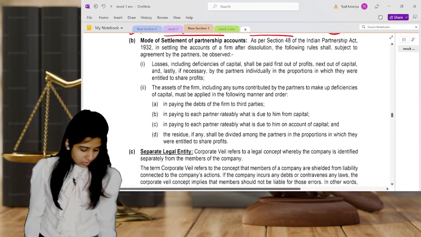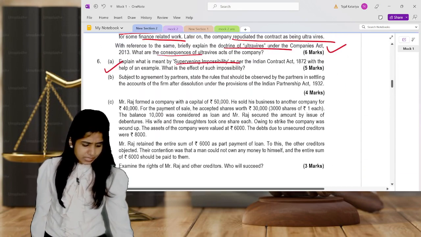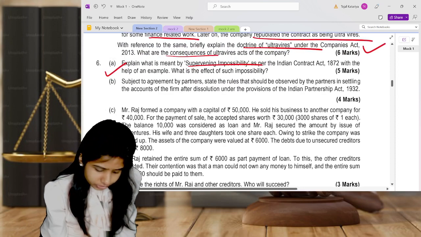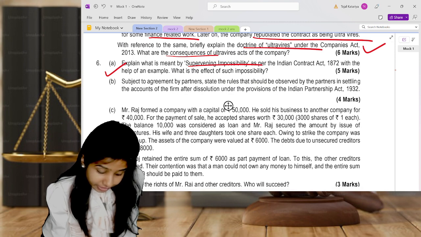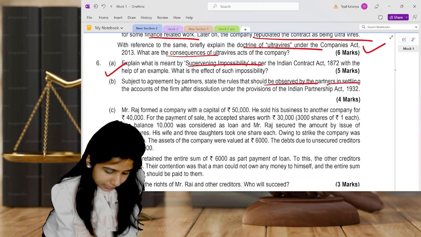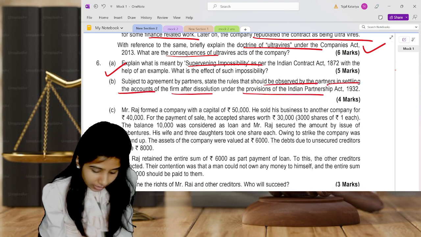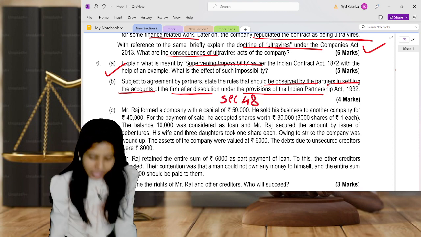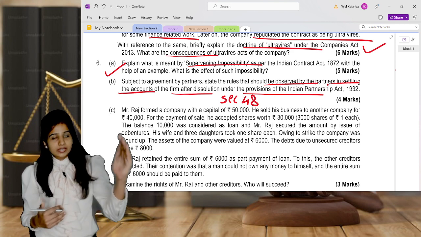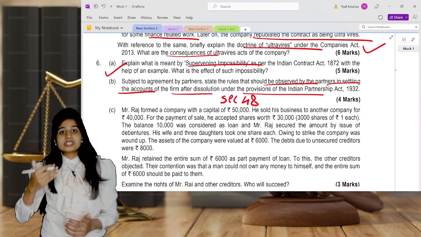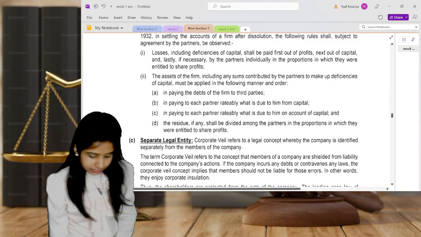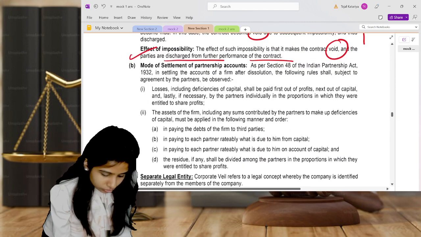The next is question number 6B: subject to the agreement by the partners, state the rules that should be observed by the partners for settling of the accounts on dissolution. So this was basically all about section number 48, how you settle down the dues. There is some sequence which is given to pay off all your liabilities. Whenever you are paying off your liabilities, you are supposed to follow this sequence.